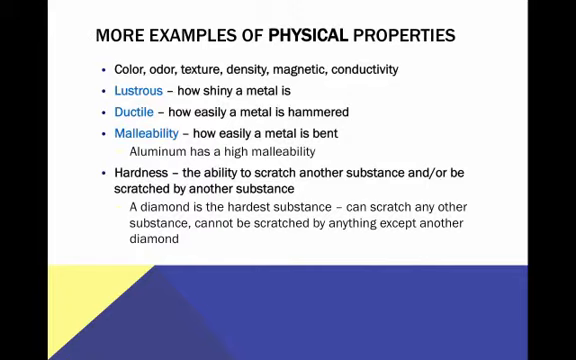Okay, so some more examples of physical properties. Color, odor, texture, density, magnetic properties, and conductivity are all physical properties of matter. Okay, so lustrous, we kind of mentioned, is how shiny a metal is. Ductile is the ability for a metal to be hammered. Malleability is how easily a metal is bent. And then also we look at hardness of metals or substances, the ability of one substance to scratch another.